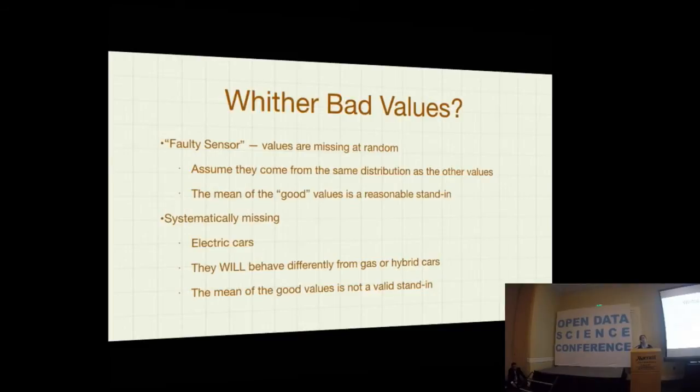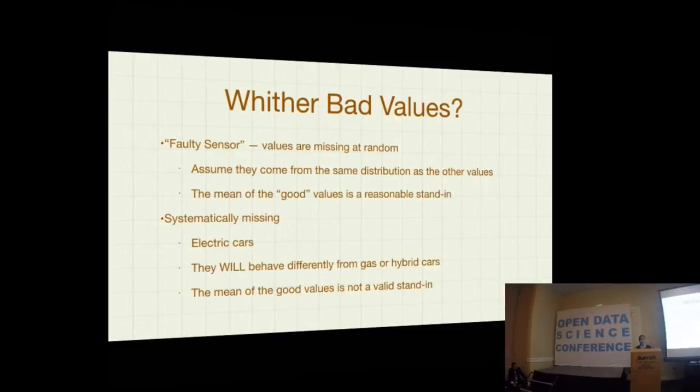The other problem, the problem that's actually going to be more common in the situations that we see, are what we call systematically missing variables. And the electric car example that I just gave is a good example. Electric cars don't really have a meaningful notion of mileage in the same way that hybrid and internal combustion cars do. Electric cars do behave differently from gas or hybrid cars. So to substitute in the average value of all of the gas or hybrid cars for your electric cars as a mileage is not really meaningful, and you don't want to do that.